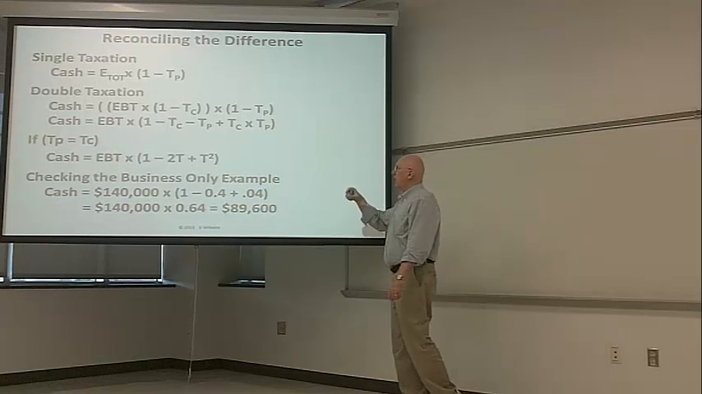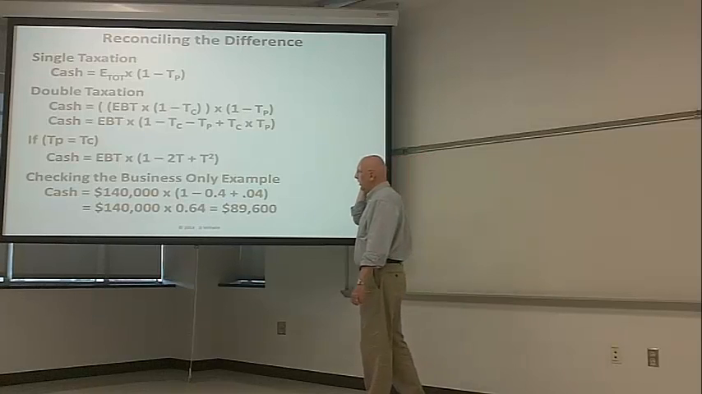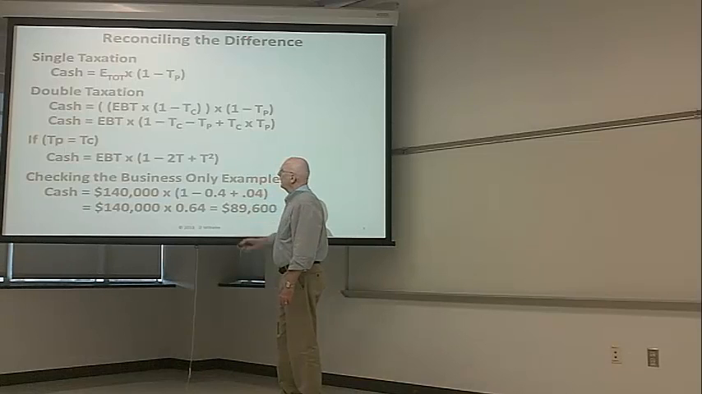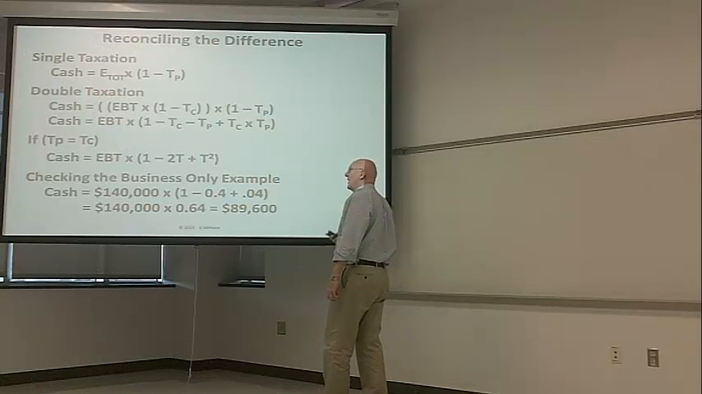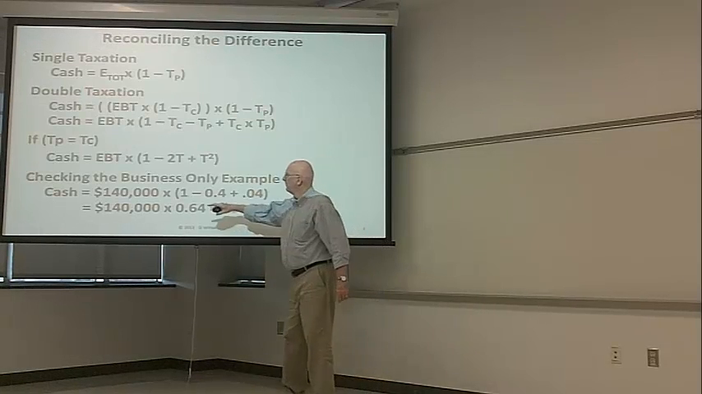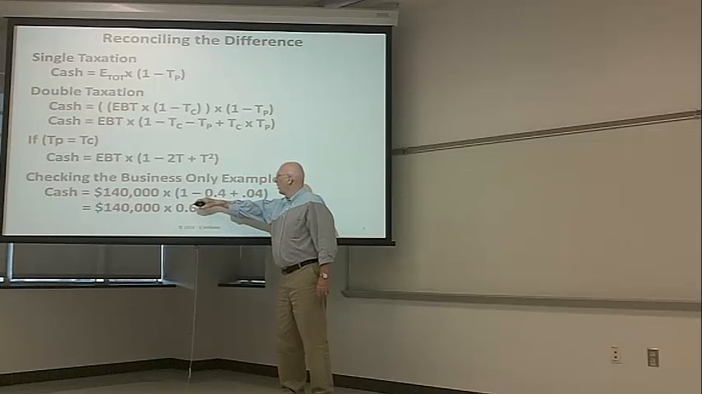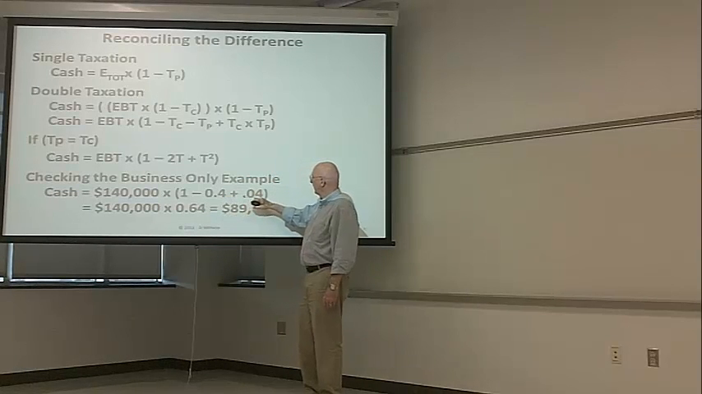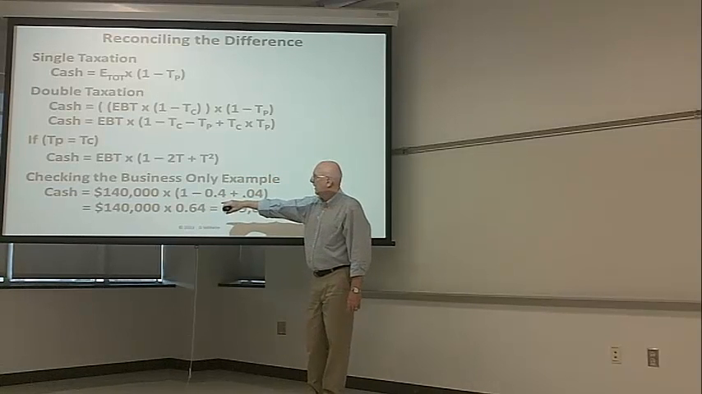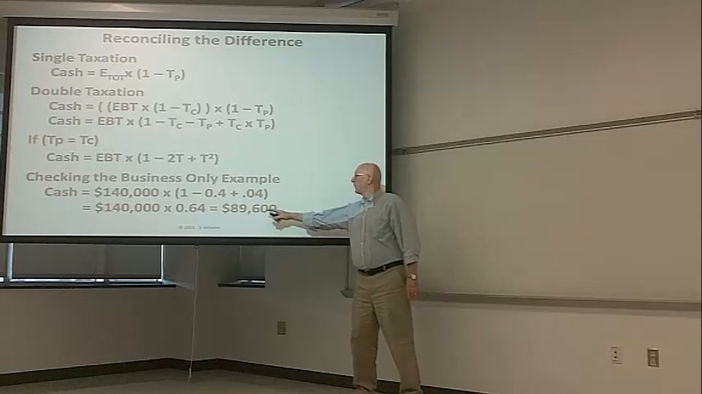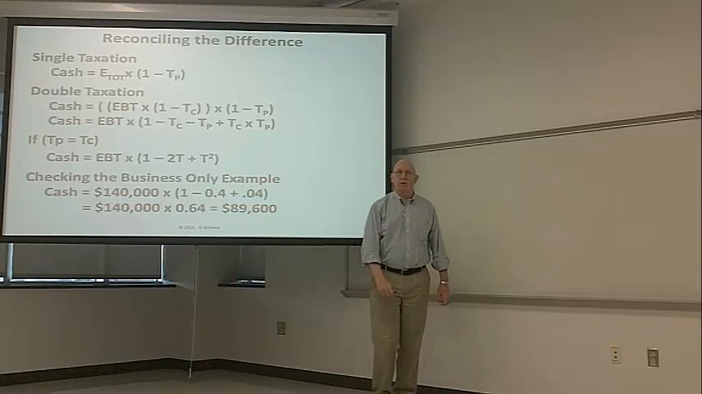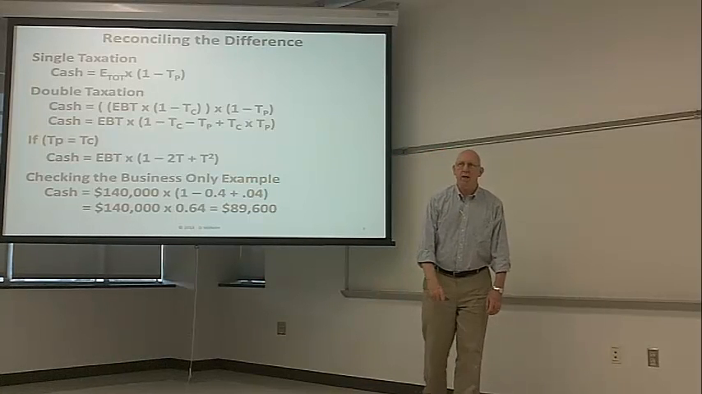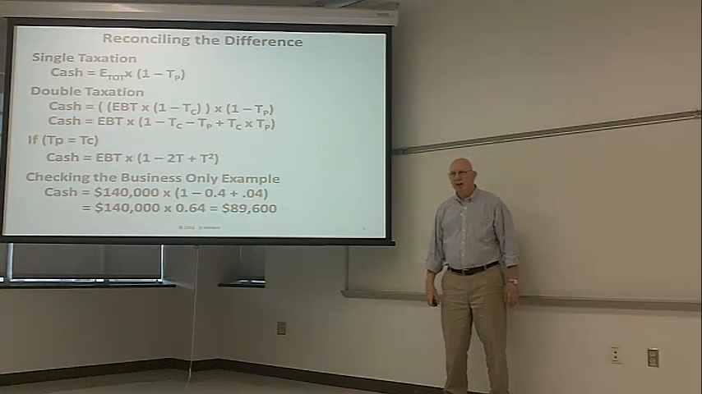Or if you wanted to check with the business-only example, I think actually this is the business-only exercise, sorry. 140,000 times 1 minus 0.4 plus 0.04. This is 2 times the tax rate. This is the tax rate squared. And sure enough, this predicts that we would come up with $89,600. Again, if you're not a total math geek, sorry for taking up the time. If you are, go do some more calculations.